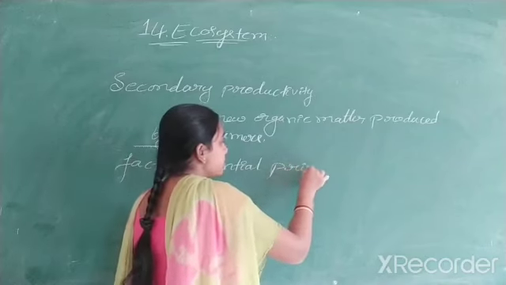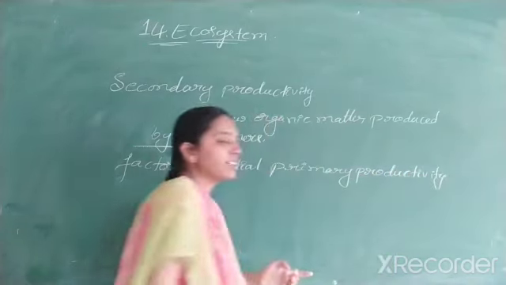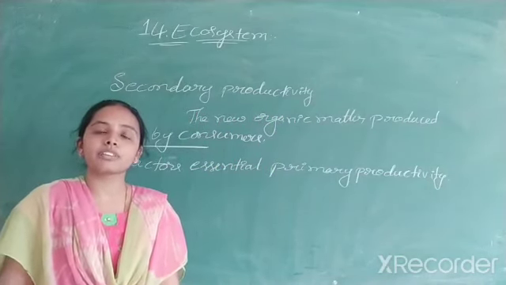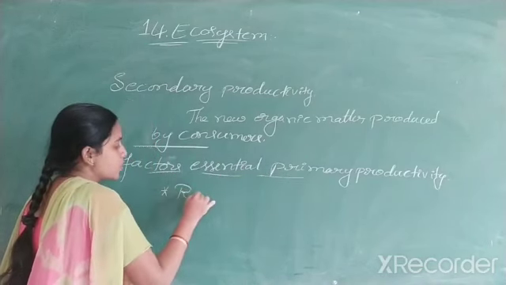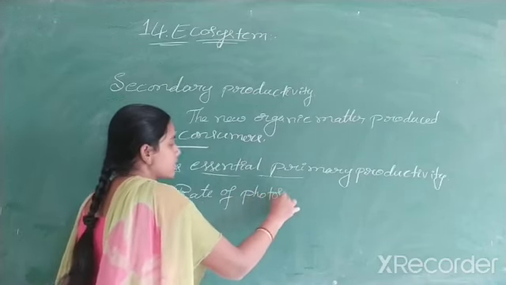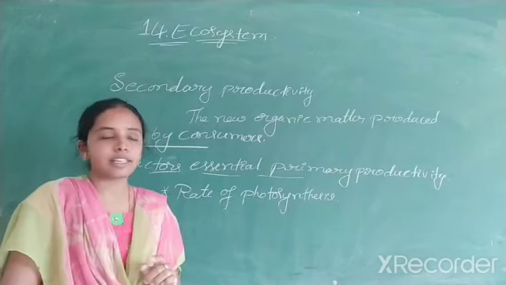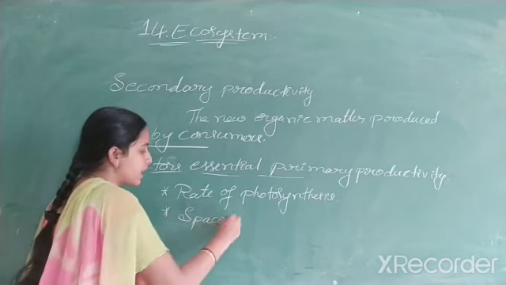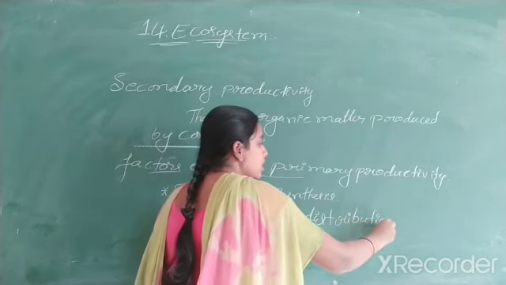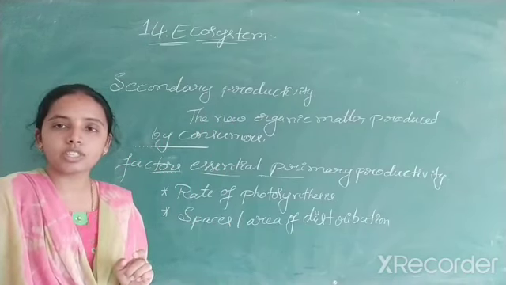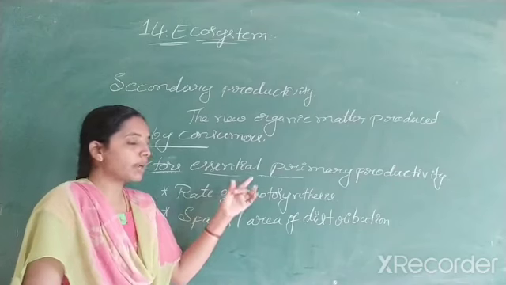Next, factors essential for primary productivity. What factors are essential for primary productivity? First, the rate of photosynthesis: the better photosynthesis proceeds, the better the primary productivity. Then the space or area of distribution. It depends on which area the species is in, because factors like availability, good soil, water and humidity there lead to higher productivity. Space or area of distribution affects primary productivity.